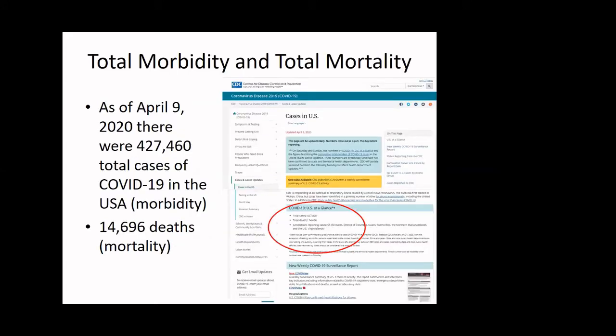So total morbidity and mortality, here is a very dated example now. As of April 9th, 2020, there were 427,460 cases of COVID in the USA and 14,696 deaths. So that was the mortality. The total number of cases is the morbidity. Now that number is much, much greater now.